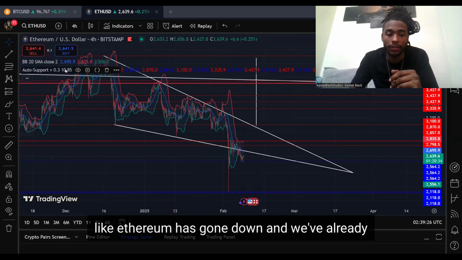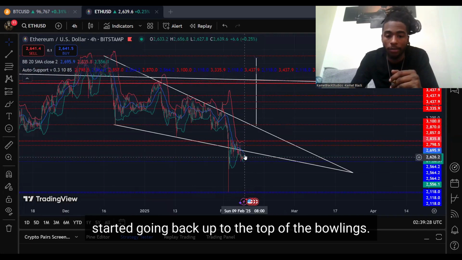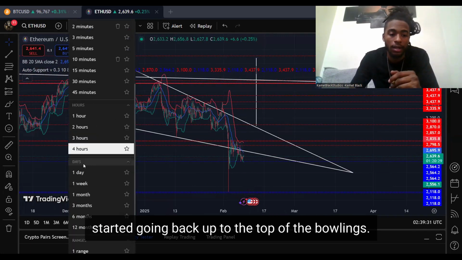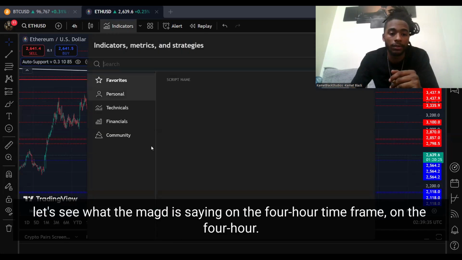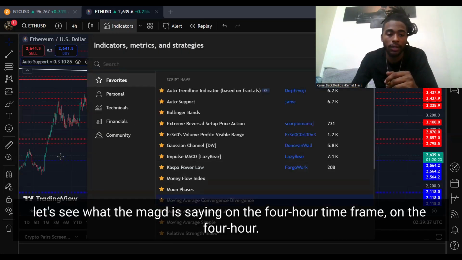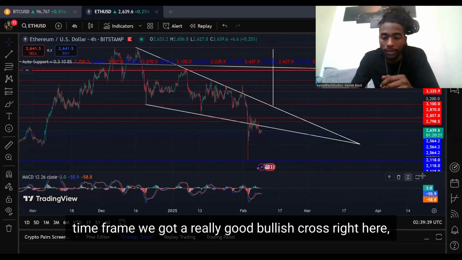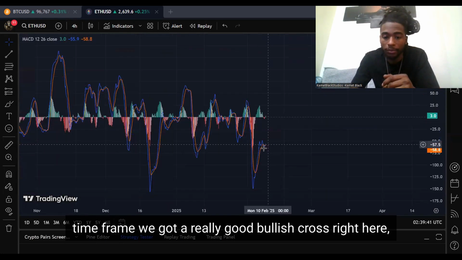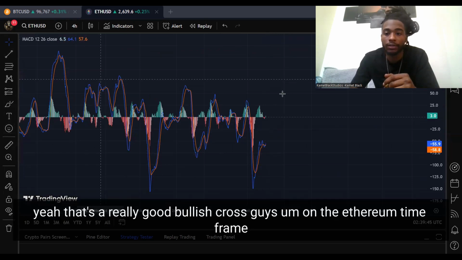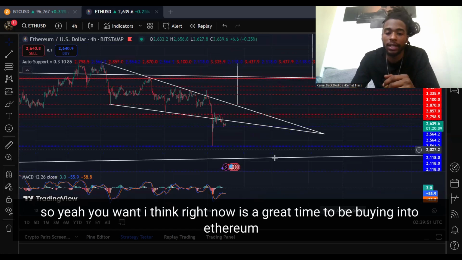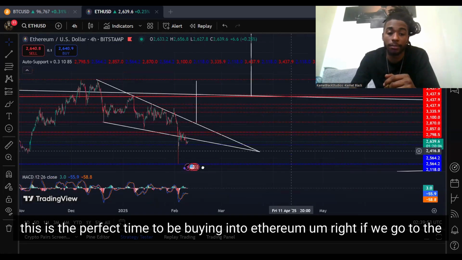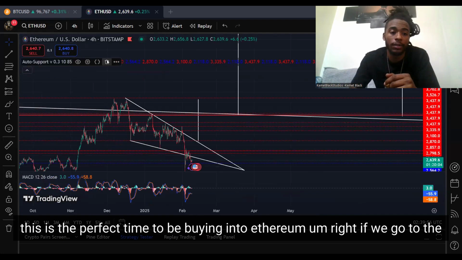Ethereum has gone down and we've already started going back up to the top of the Bollinger Bands. Let's see what the MACD is saying on the 4-hour time frame. On the 4-hour time frame, we got a really good bullish cross right here. That's a really good bullish cross, guys, on the Ethereum time frame. So I think right now is a great time to be buying into Ethereum. This is the perfect time to be buying into Ethereum.